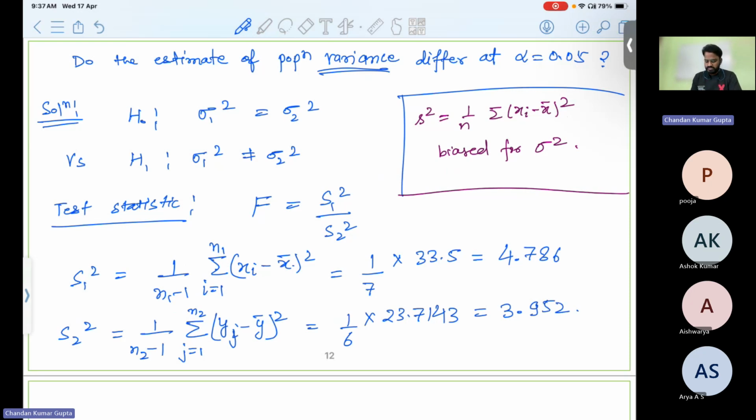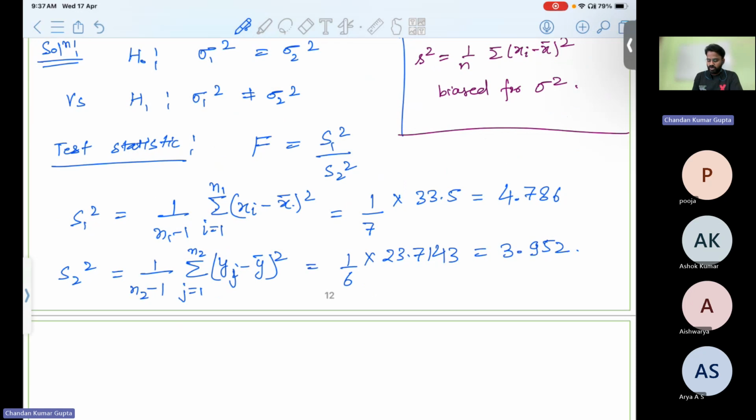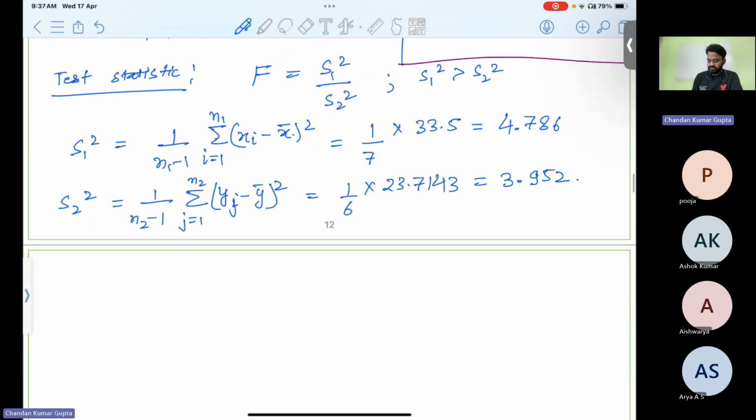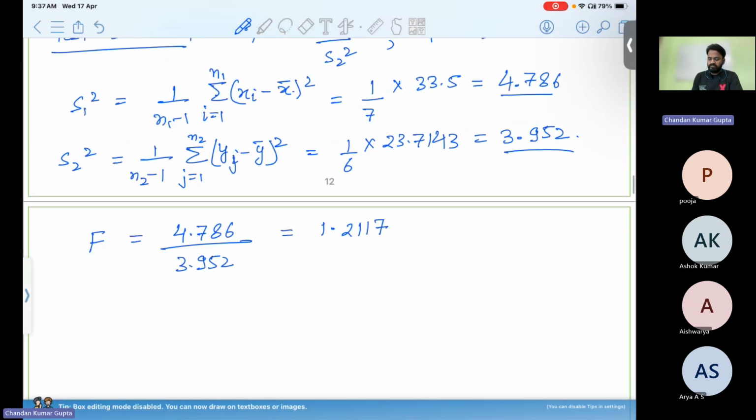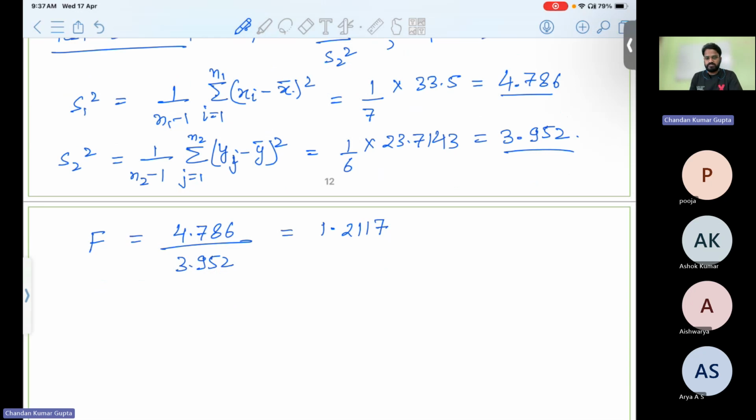Okay. So these two are calculated. Also, you may know that here S1 square is greater than S2 square. So here we have found 4 and 3. So the statistic F is 4.786 upon 3.952, which after calculation comes out to be 1.2117. Okay, so we have calculated the test statistic.